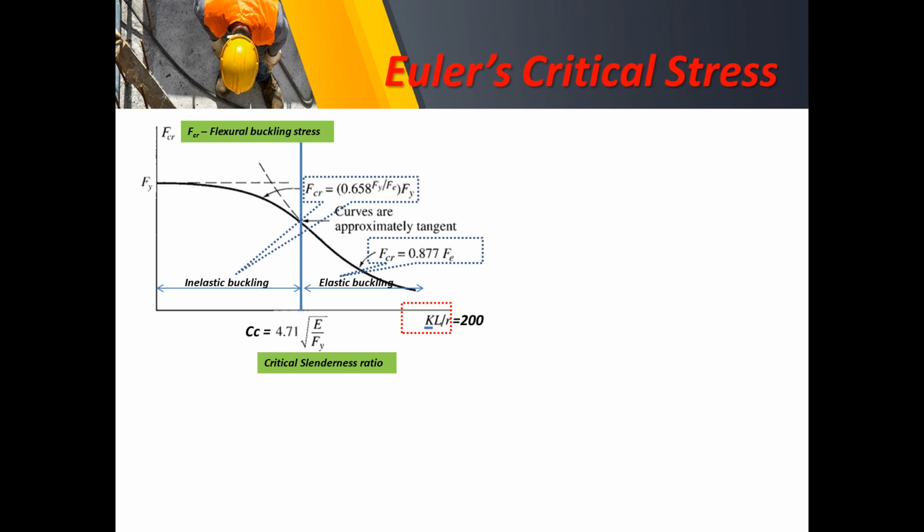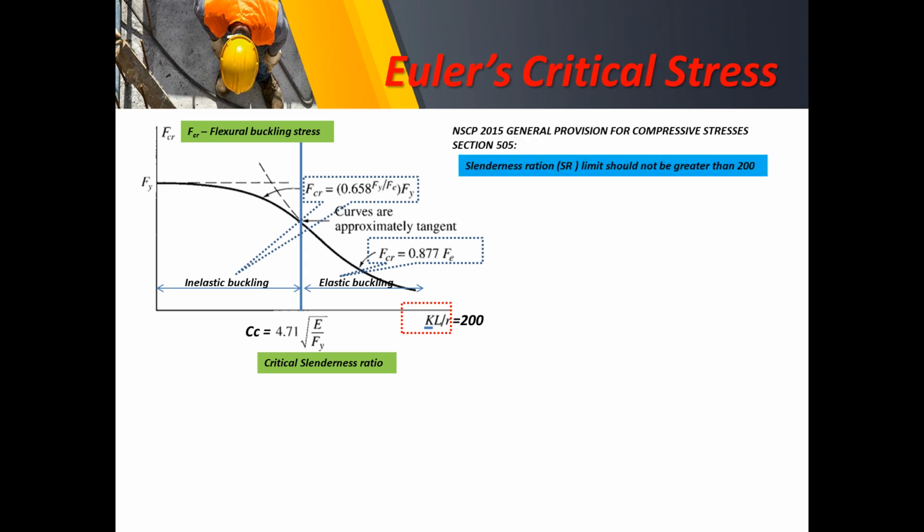Now it should be noted here that KL over r, or K times slenderness ratio, should be only limited to 200. So that is actually the provision of NSCP 2015 section 505. Slenderness ratio limit should not be greater than 200. So in here, we're going to compare KL over r to that of the Cc to determine whether your mode is inelastic buckling or elastic buckling.